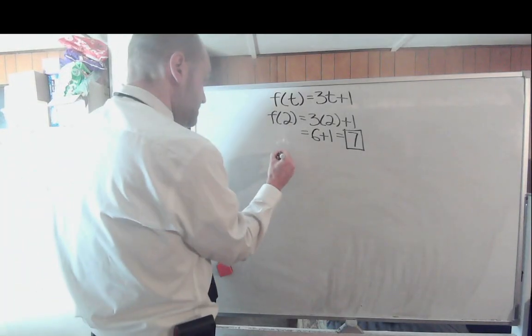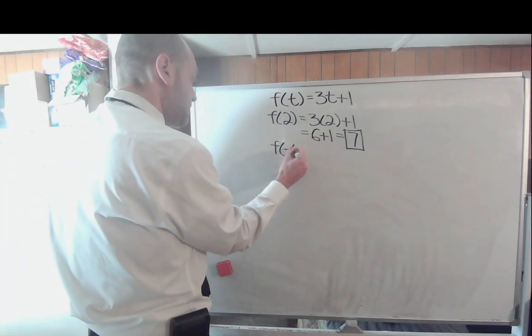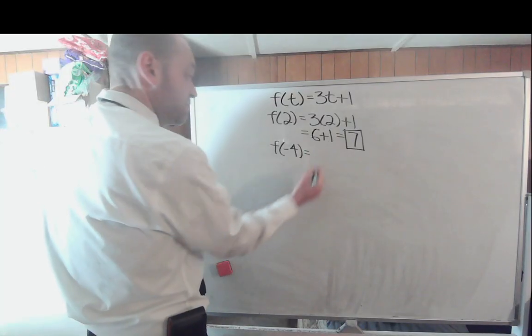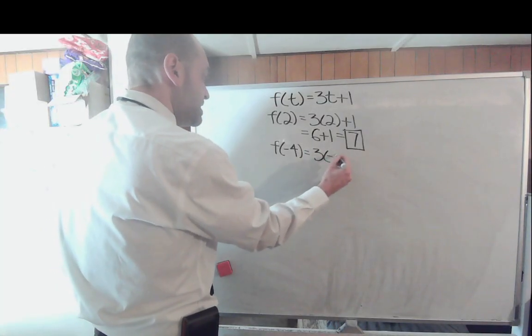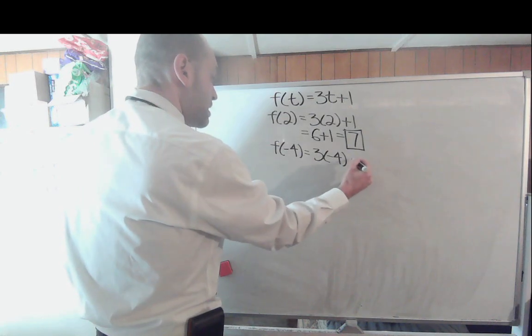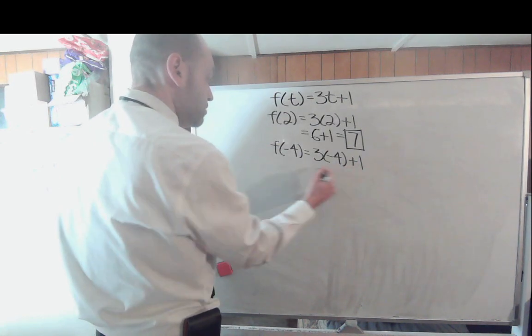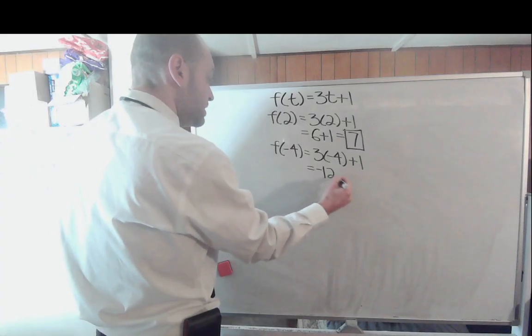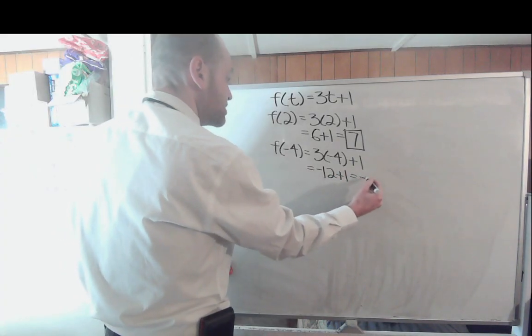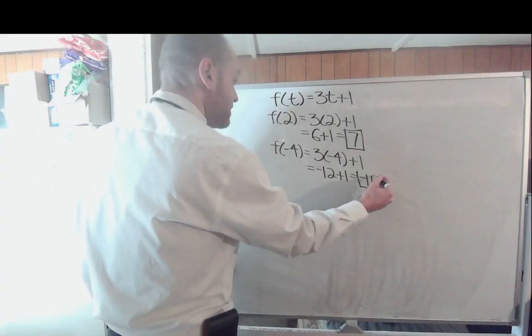Now we can do the same with negative 4. f of negative 4, so take 3 times negative 4 plus 1, which would give you negative 12 plus 1, which should give you an answer of negative 11.